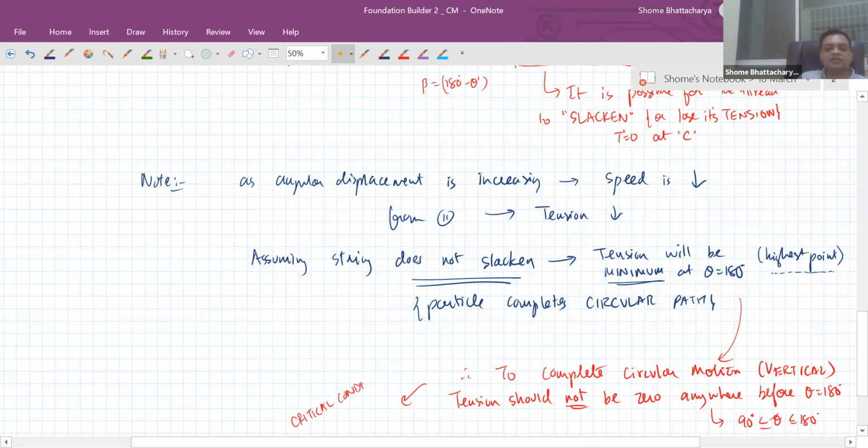How will I find the condition that it completes the vertical circular motion? This is the critical factor: the tension should not become zero before it reaches the highest point. So now we know which point to focus on, the highest point, and with respect to that, the lowest point. From that, we will build the condition on the value of the speed at the lowest point, V naught, for it to complete vertical circular motion.